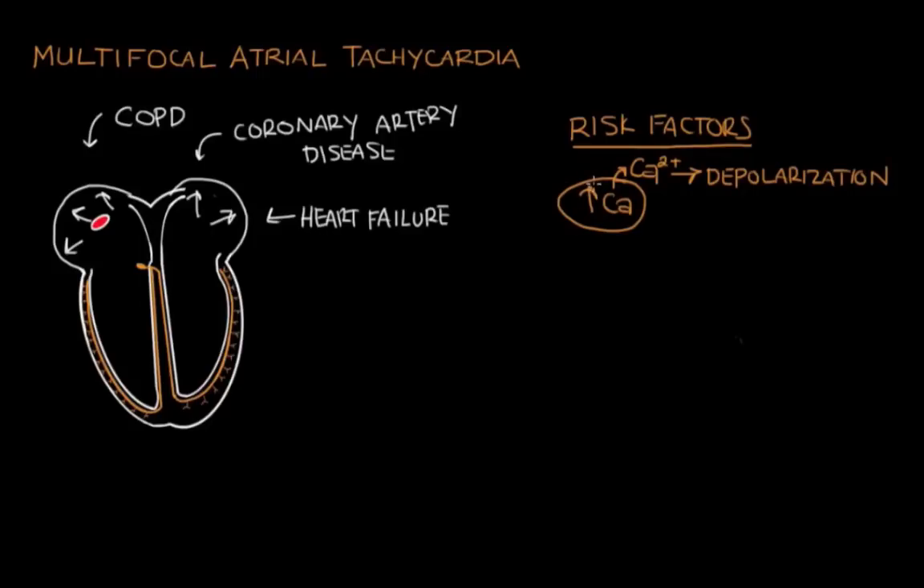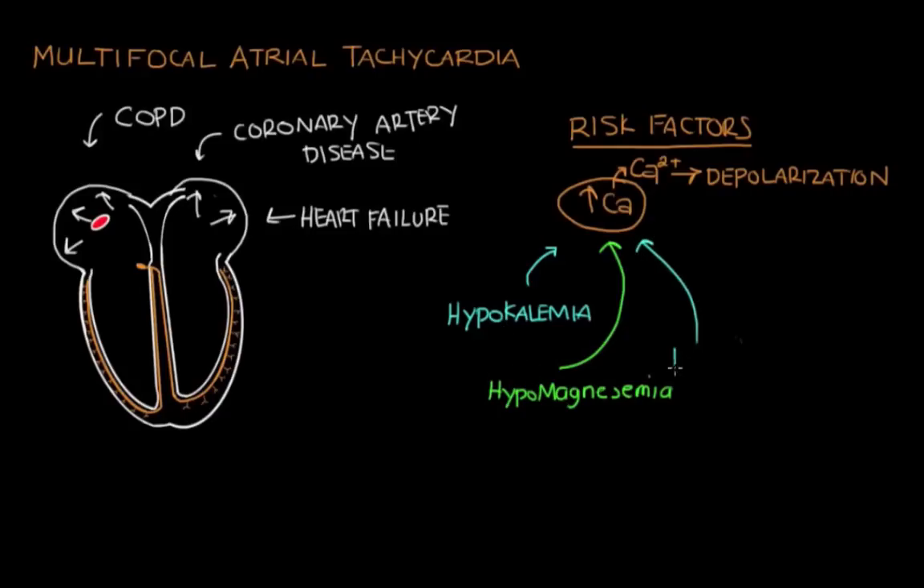Several things cause increases in intracellular calcium, such as hypokalemia, which is a low level of potassium. Similarly, hypomagnesemia can also cause an increase in intracellular calcium. Hypomagnesemia can actually promote hypokalemia through potassium wasting in the kidney. Hypoxia is another common risk factor that we see in MAT, and again, this is seen in a lot of our patients that have COPD.